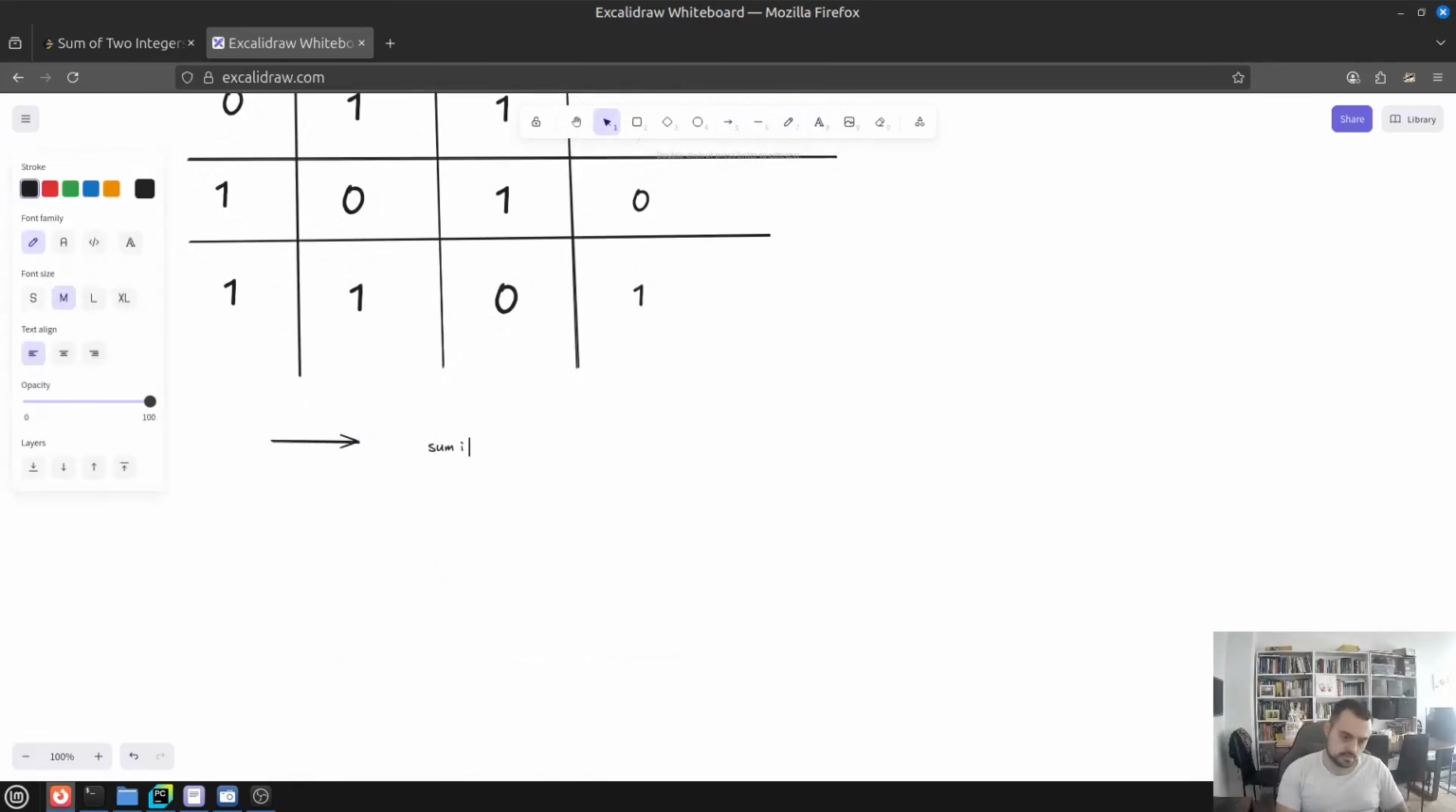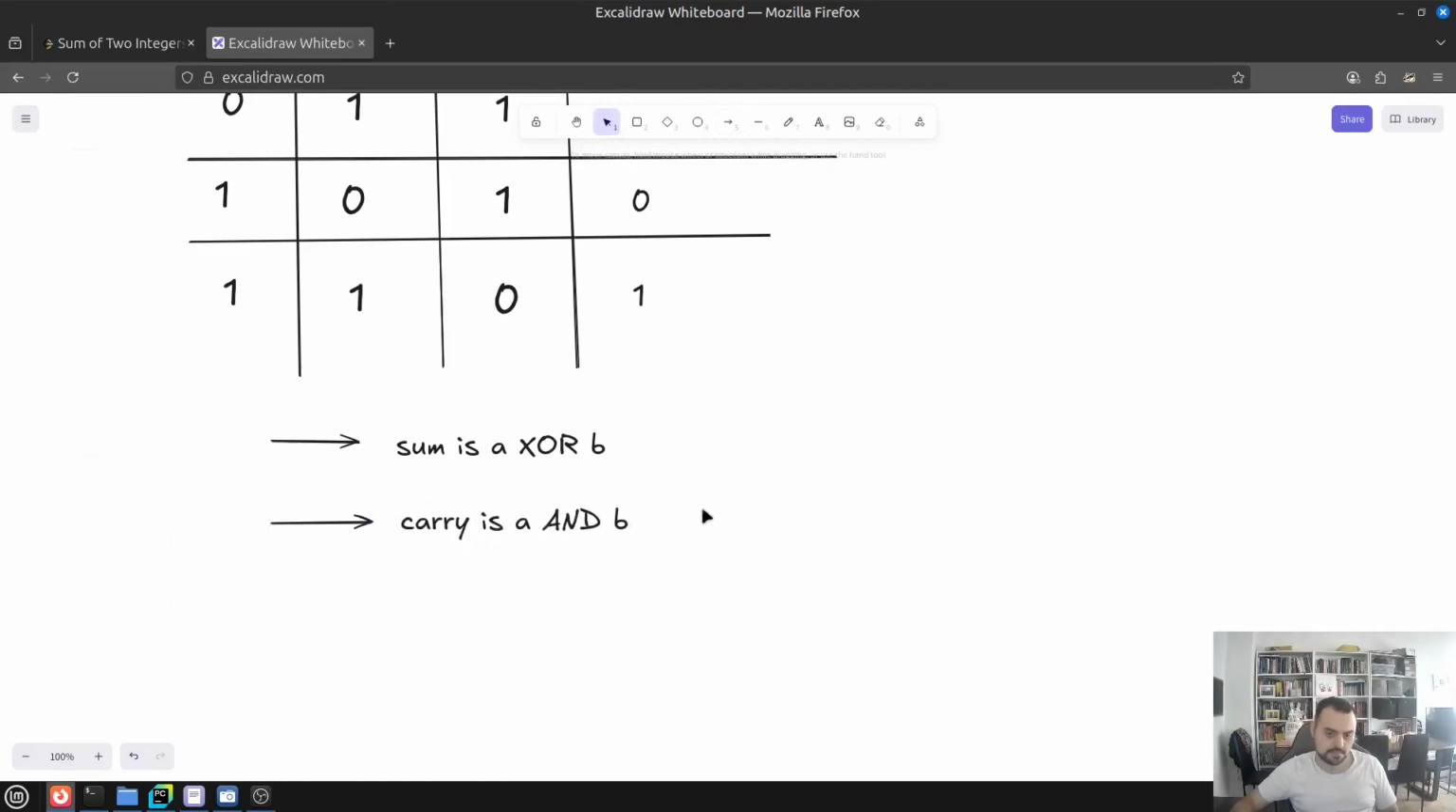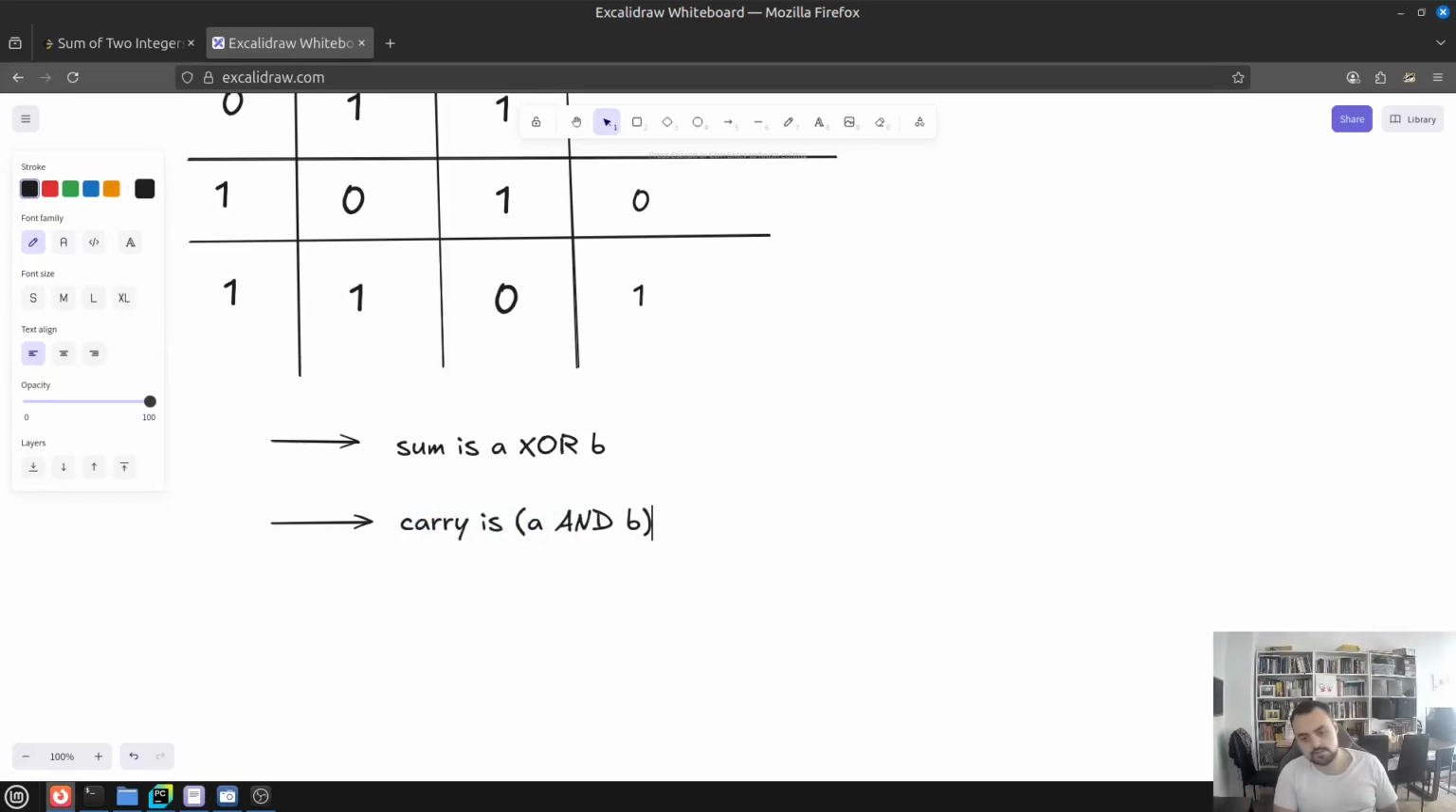So the sum is A XOR B, and carry is A and B, but carried to the left, meaning one more concept, shift to the left. And this shift to the left just moves the bit one position to the next digit on the left side. Yeah.